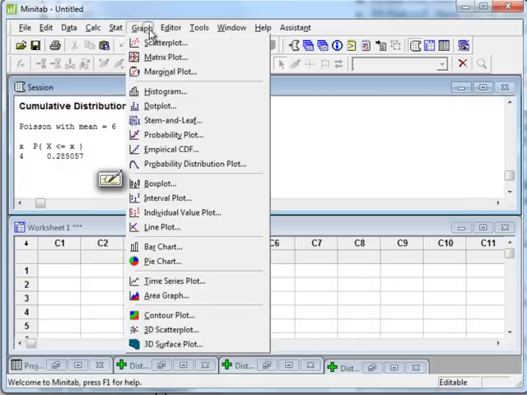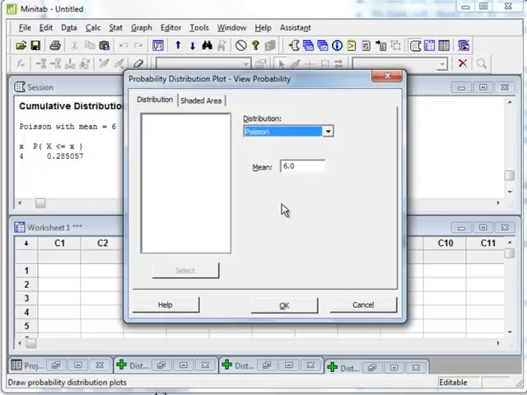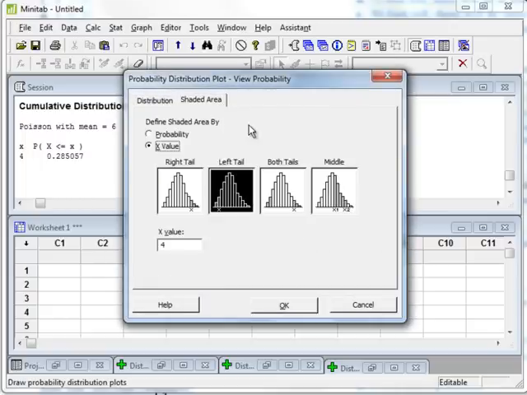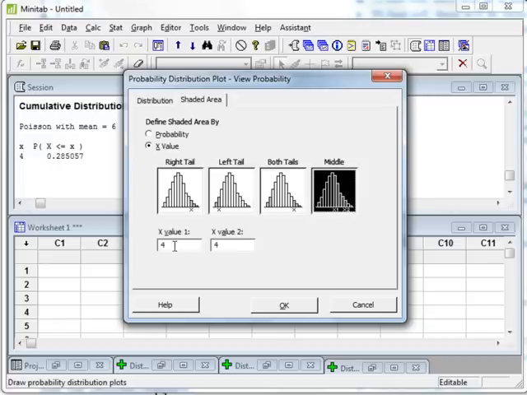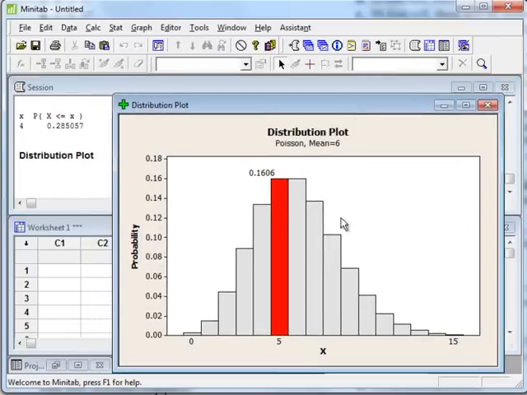Now I'm going to the graph menu, it's right here. Now I go to view probability. Our Poisson distribution is still in the box. We're going to put 5 in for both values of x. And we get the probability that x equals 5. Okay? So there's our Poisson distribution, part B, 0.1606.